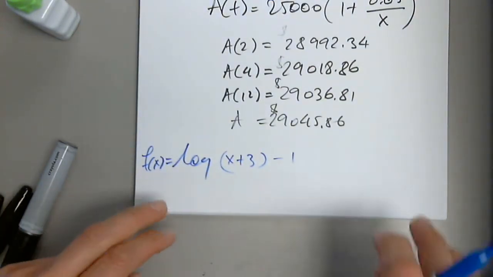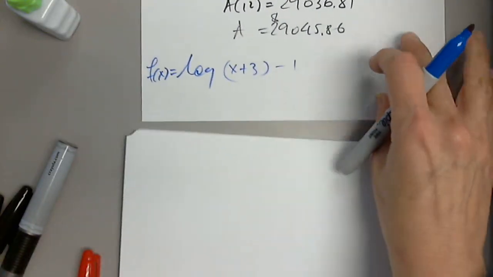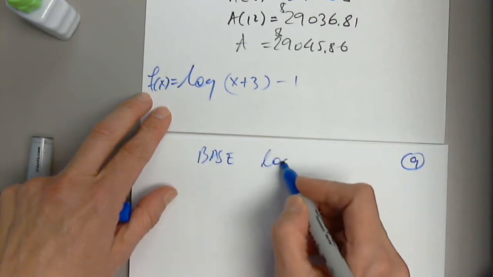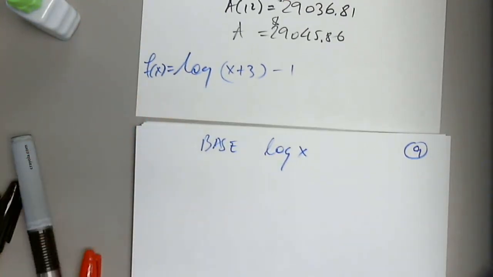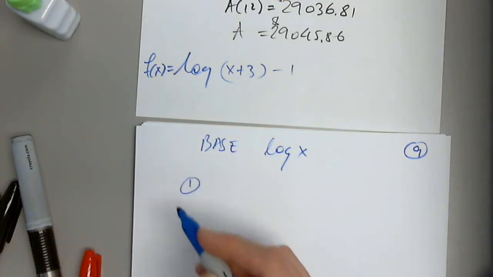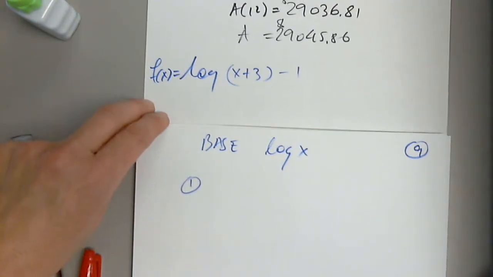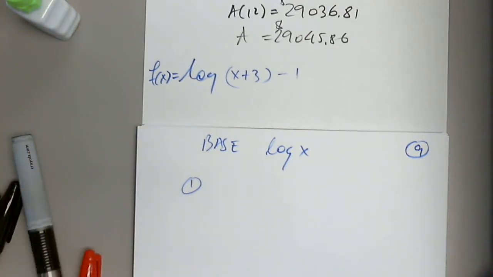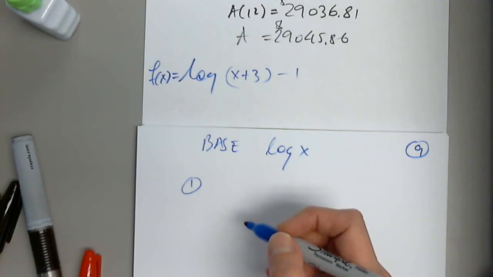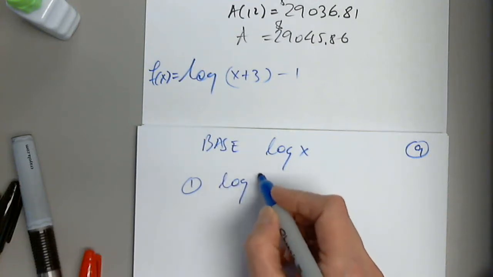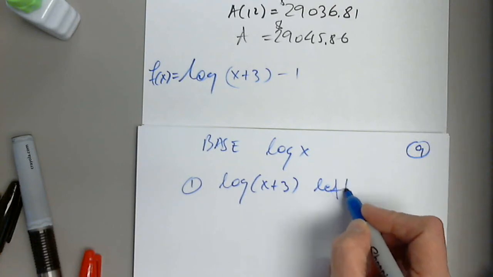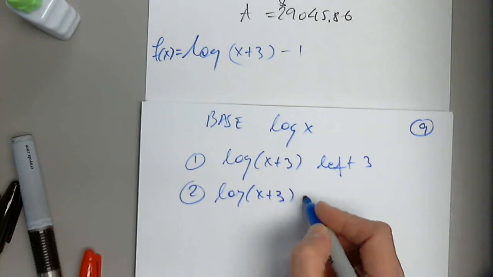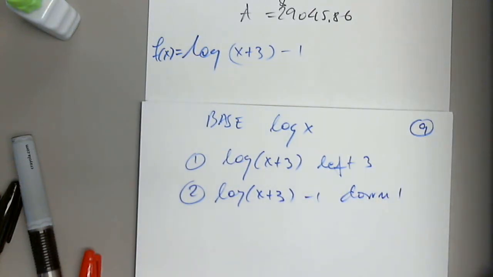Good. So let's graph this using transformations. What is the base function, please? Log x. Good. So first transformation: log x plus 3, left 3. Good. And now log x plus 3 minus 1, indeed, down 1.